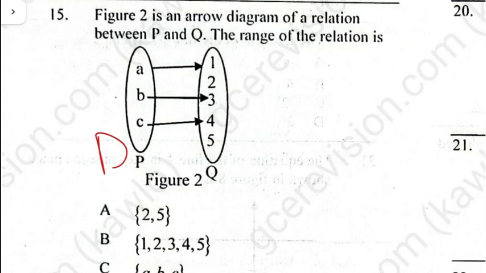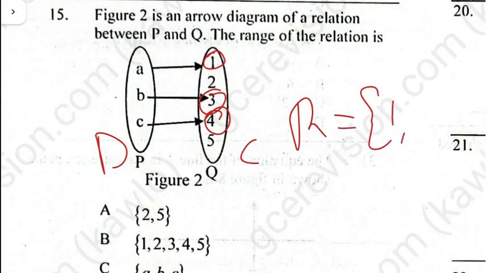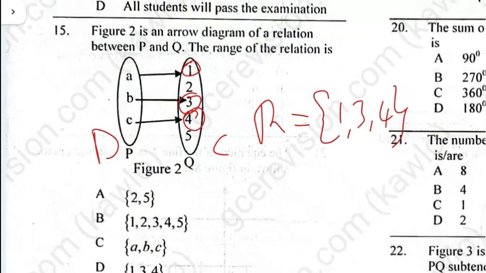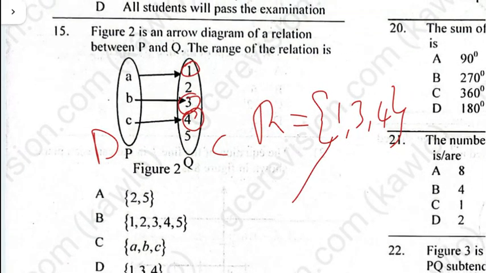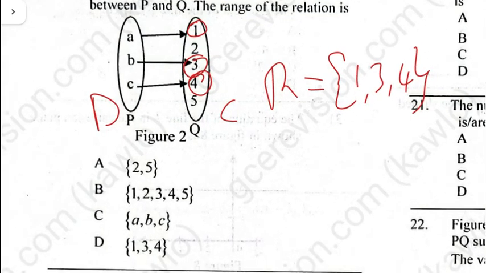So this is the domain set and this is the codomain. The range is the set of elements that are used in the codomain. So they have used 1, they have used 3, and they have used 4. So therefore our range is the set {1, 3, 4}. That's the range. Okay, so our key from here is D. Our key is D.